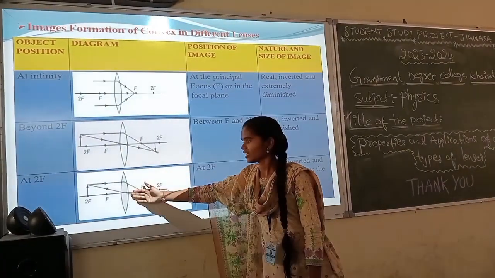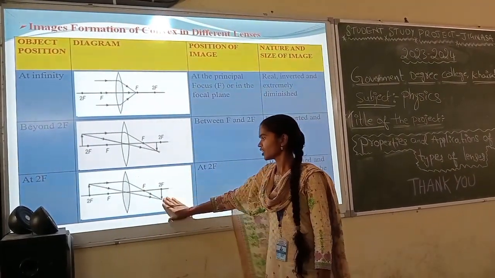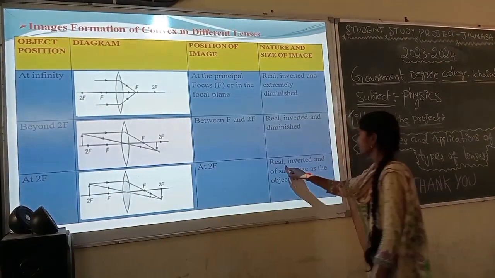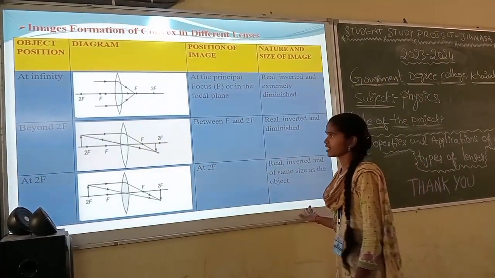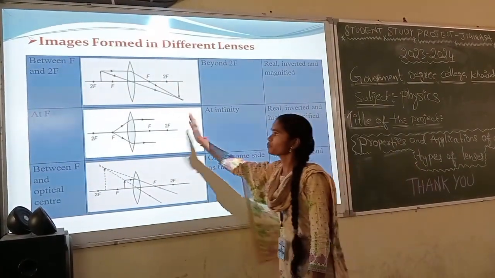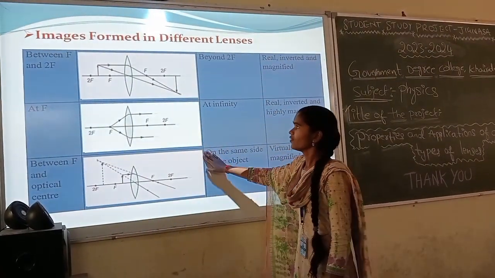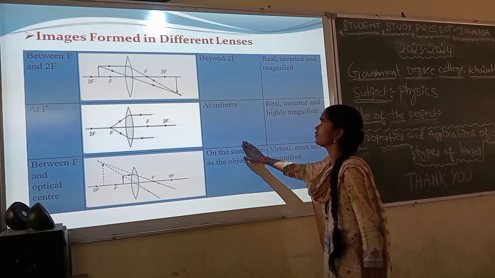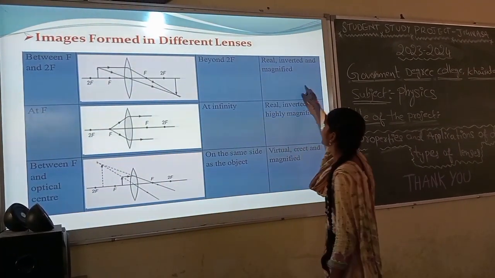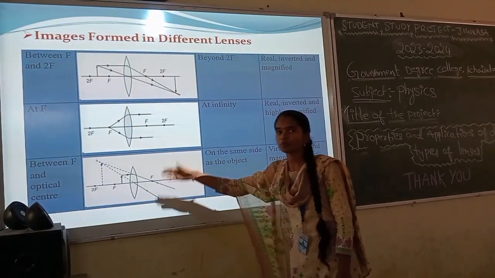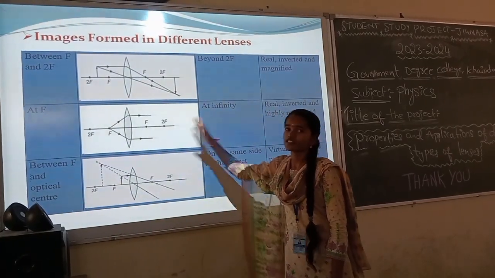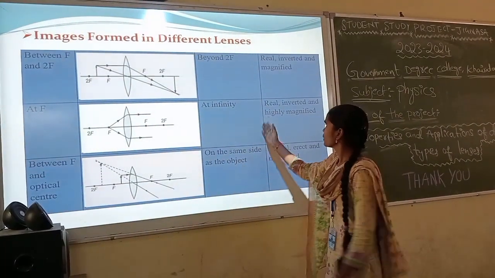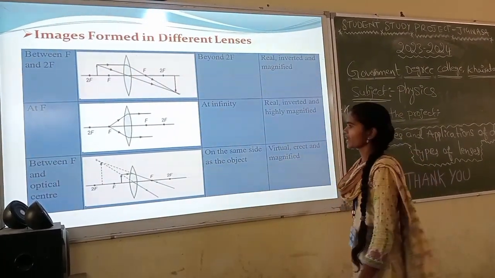The object is placed at the 2F. The image is formed at the 2F. The forming image is real, inverted and the same as the object size. The object is placed between the 2F and F. The image is placed beyond the 2F. The image is real, inverted and magnified. The object is placed at the F. The image is formed at infinity. The forming image is real, inverted and highly magnified.